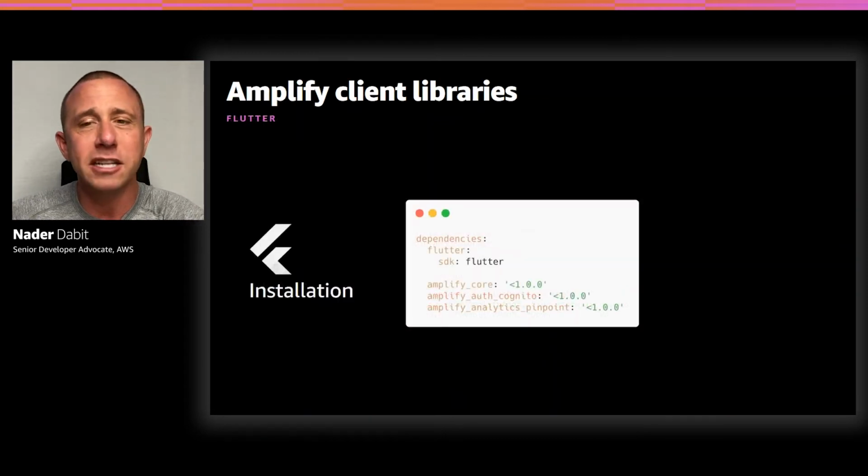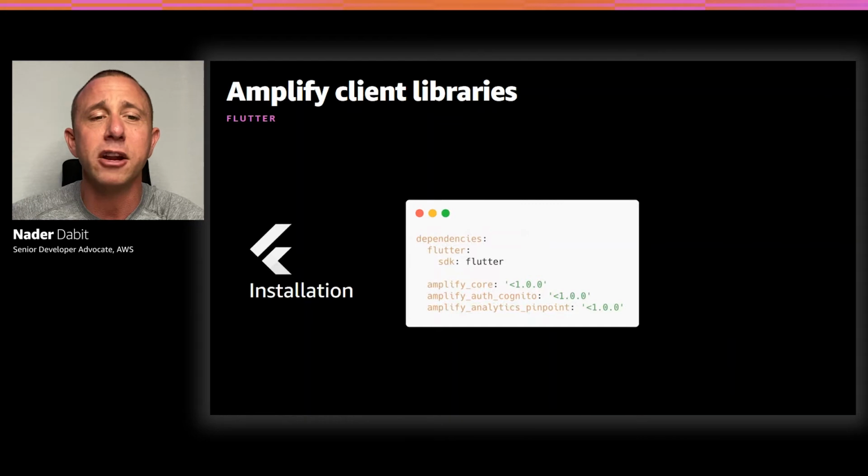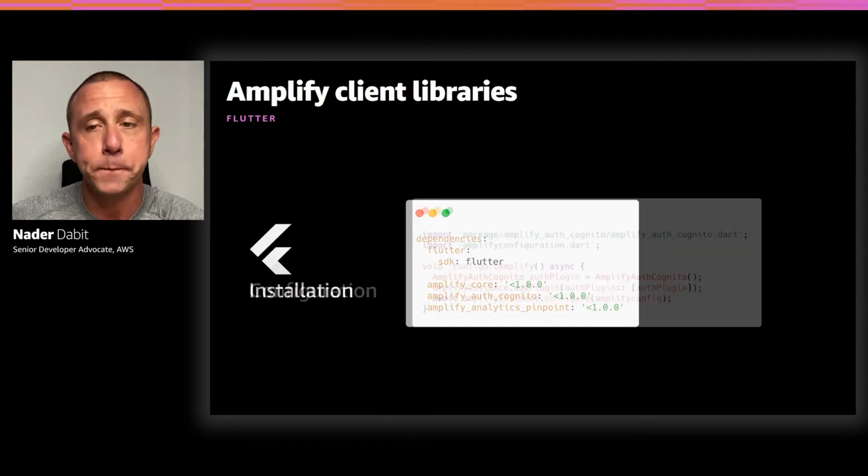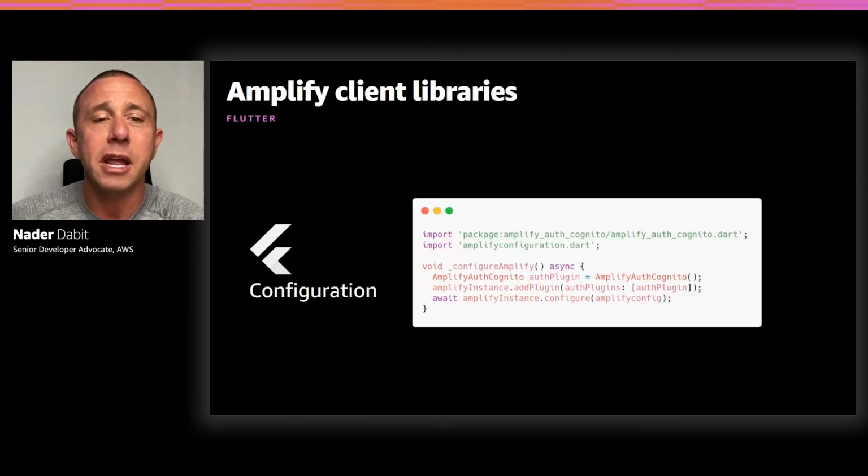And we recently added support for Flutter as well. So here you would just define the dependencies that you would like to work with. So in this example, we're working with Amplify Core as well as Amplify Cognito and Pinpoint. In your Flutter app, you just import the packages that you want to work with, and you can start calling the APIs directly within your app.